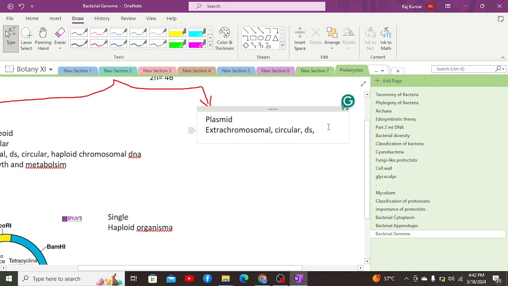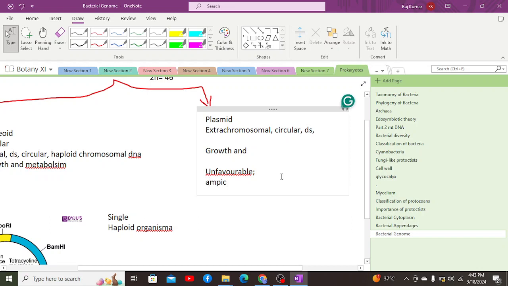It is extra chromosomal, which means it is not involved in the major chromosomal activities done by the nucleoid. It is not associated with growth and metabolism or the daily life activities, but rather it is associated with unfavorable conditions. As the nuclear region is associated with favorable conditions, here it is associated with unfavorable conditions, such as any sort of attack by chemical changes or chemical drugs or such stuff.